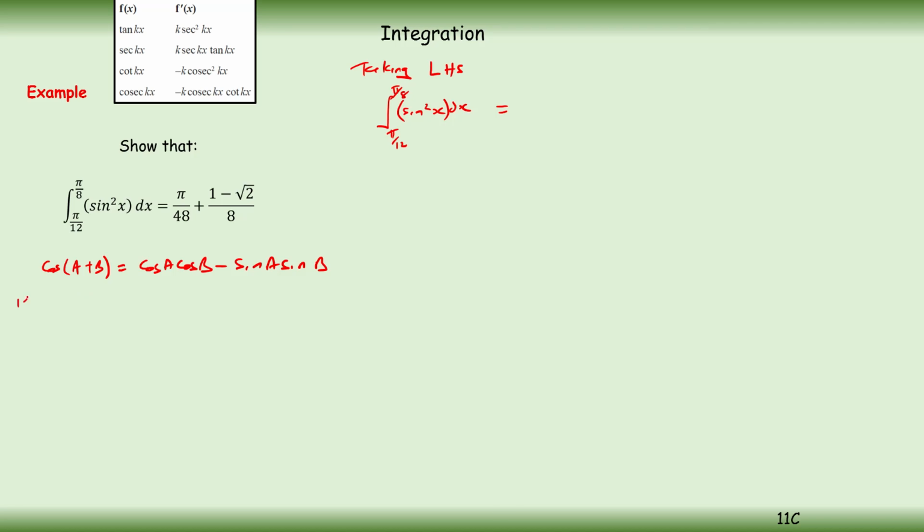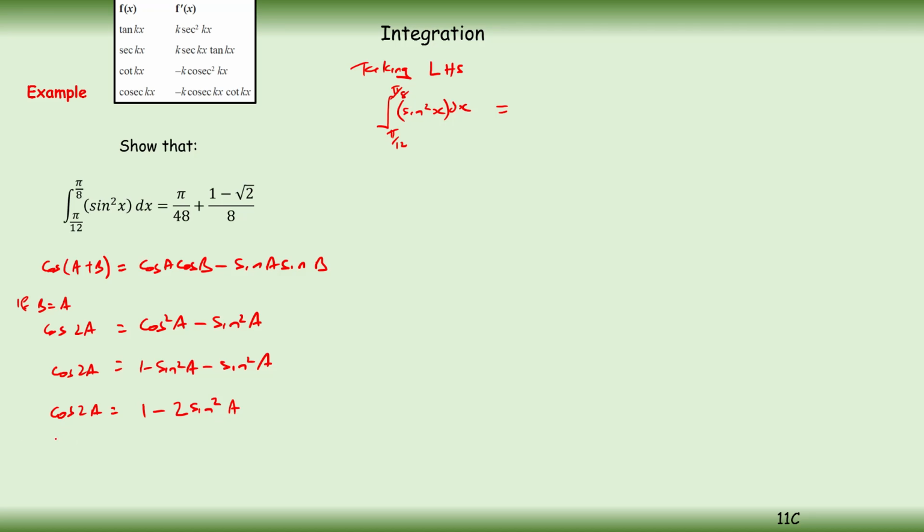Okay, so if b is equal to a, then we get cos of 2a is equal to cos squared a minus sine squared a. I know cos squared is equal to 1 minus sine squared, minus sine squared a. So cos 2a is equal to 1 minus 2 sine squared a. I want to get the sine squared a on its own.